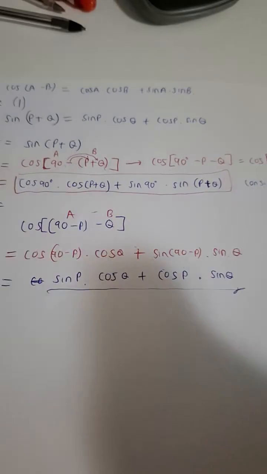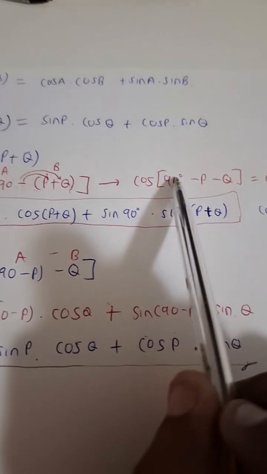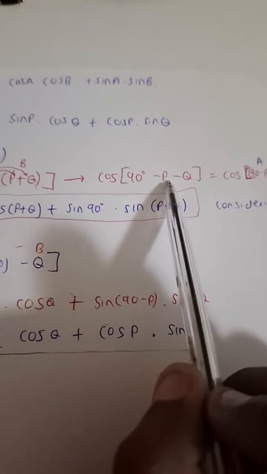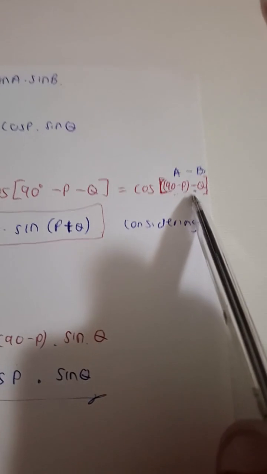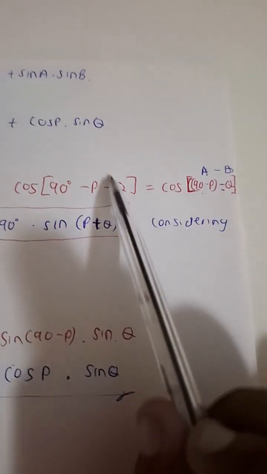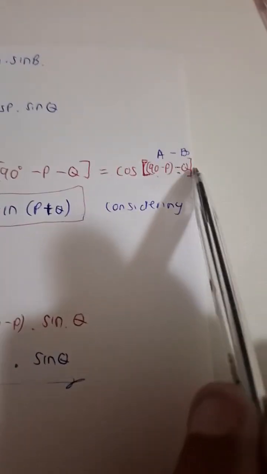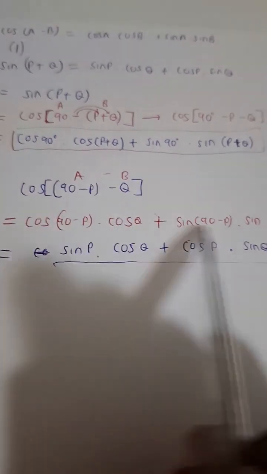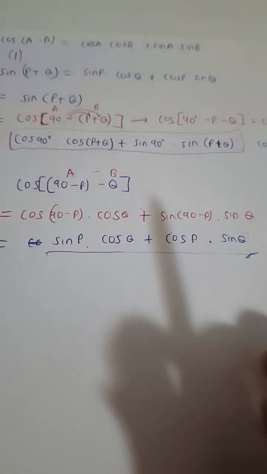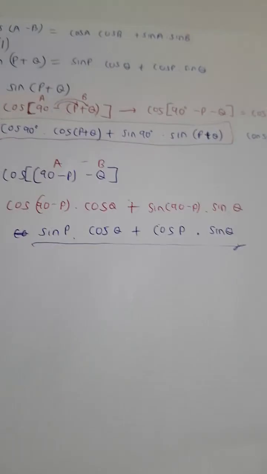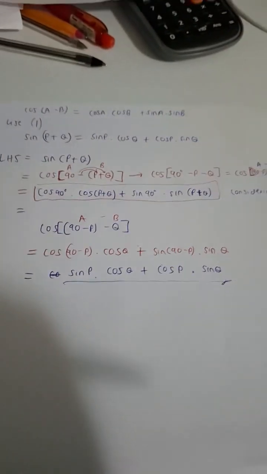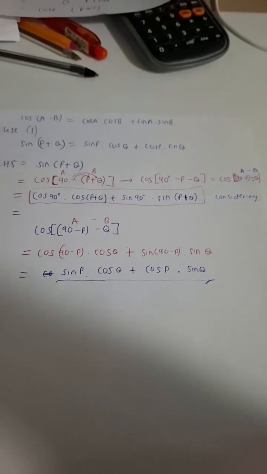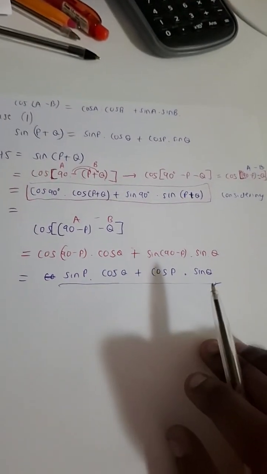when we simply do what? When we simply reframe, distribute the negative sign, write cos 90 minus P minus Q, regroup: 90 minus P, that's our A, Q is our B. And then we use the very same expansion to be able to get to the answer that we were asked to basically arrive at. So that's that, guys. That is that.